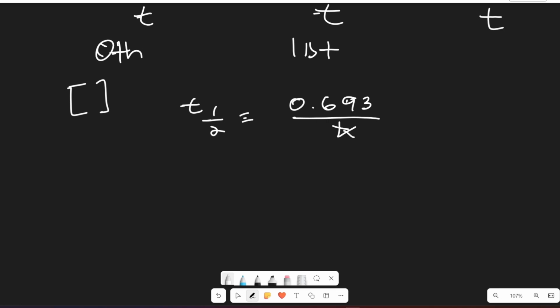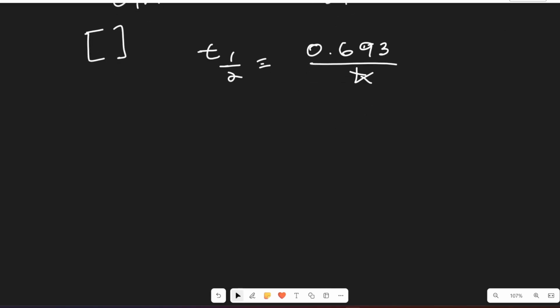That's essentially how long it takes for half of the species to be used up, like how much time that takes. And then just to quickly review what our rate laws look like in terms of determining the order of things.